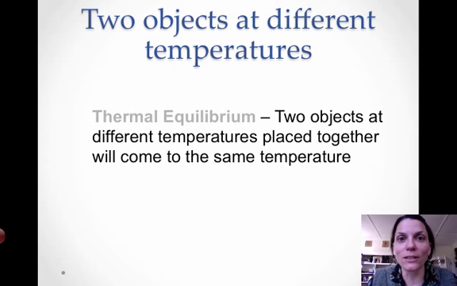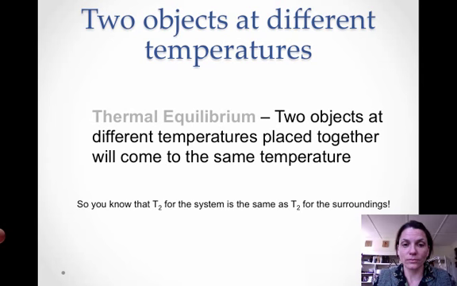There's that whole concept of thermal equilibrium. Thermal equilibrium is really important here because two objects at different temperatures, when they're placed together, will get to the same temperature. That's just a fancy way of saying heat flows until they're at the same temperature. So what that means is the final temperature for both the system and the surroundings is the same.